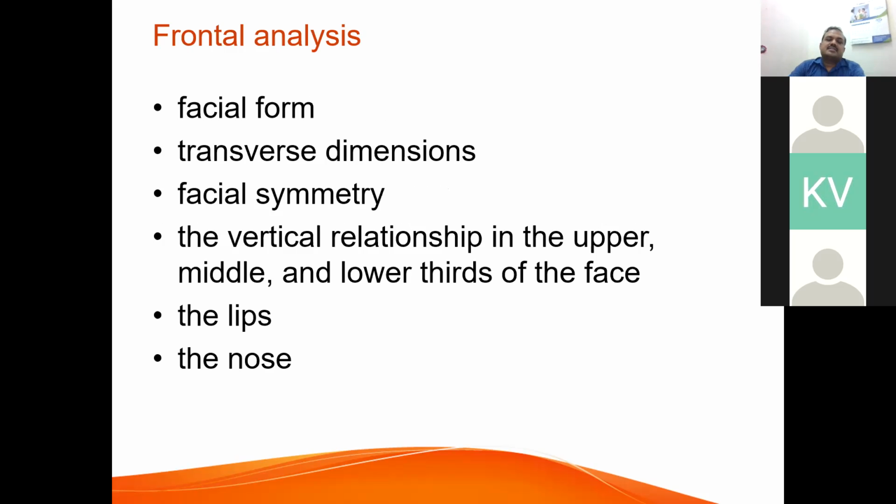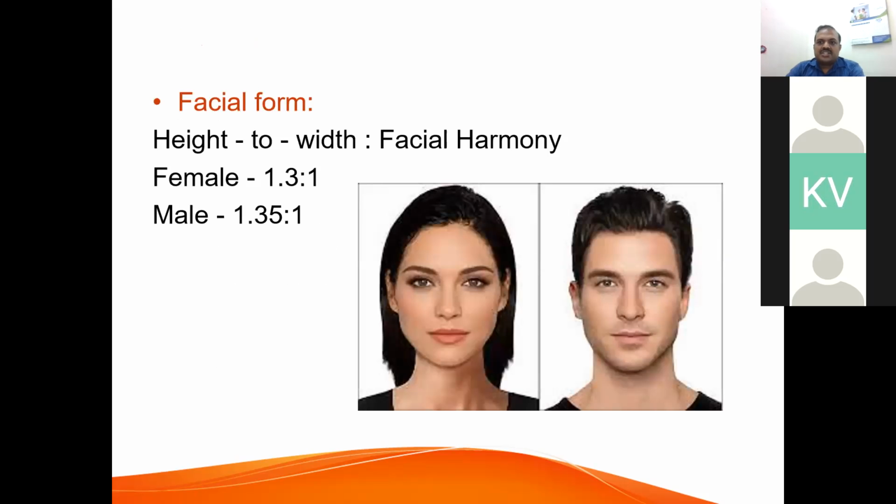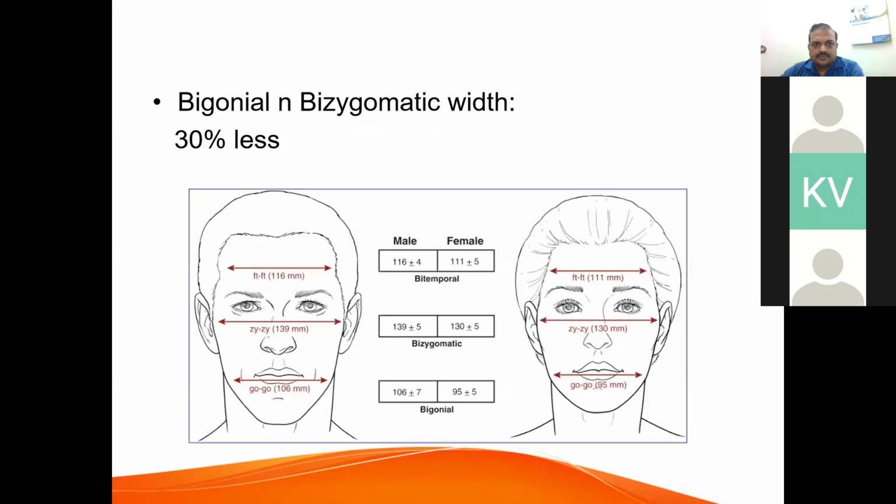In frontal analysis, the facial form, the transverse dimensions, facial symmetry, the vertical relations of the upper, middle, and lower third, the lips and the nose are assessed. The facial form, when you look at that, the height to width ratio gives facial harmony. So the height is 30% more compared to the width. So females have 1.3:1 and males have 1.35:1. So height is 30% more than the width for an ideal ratio.